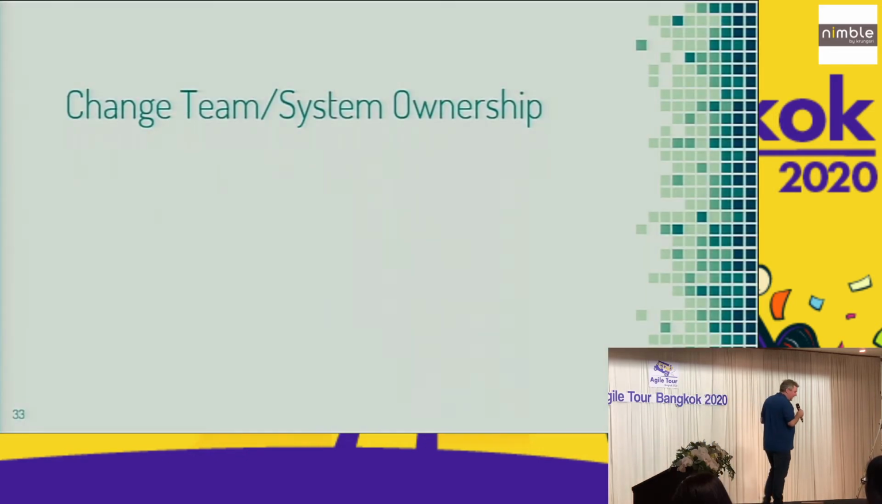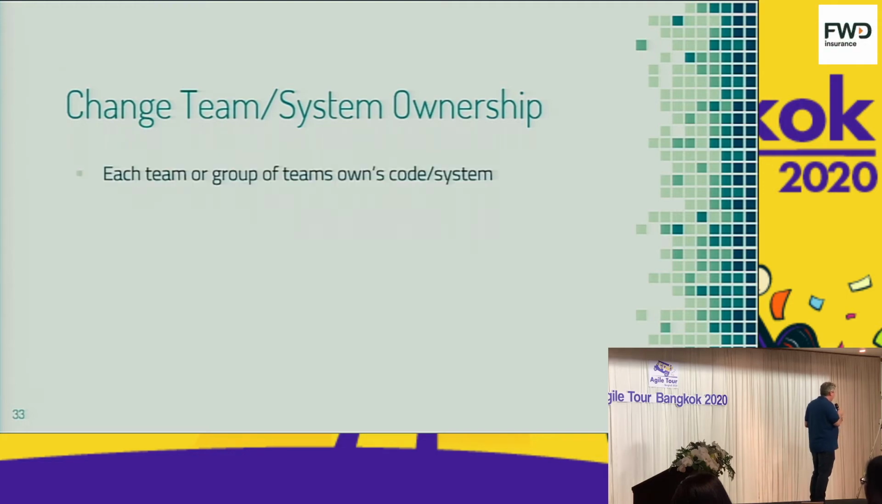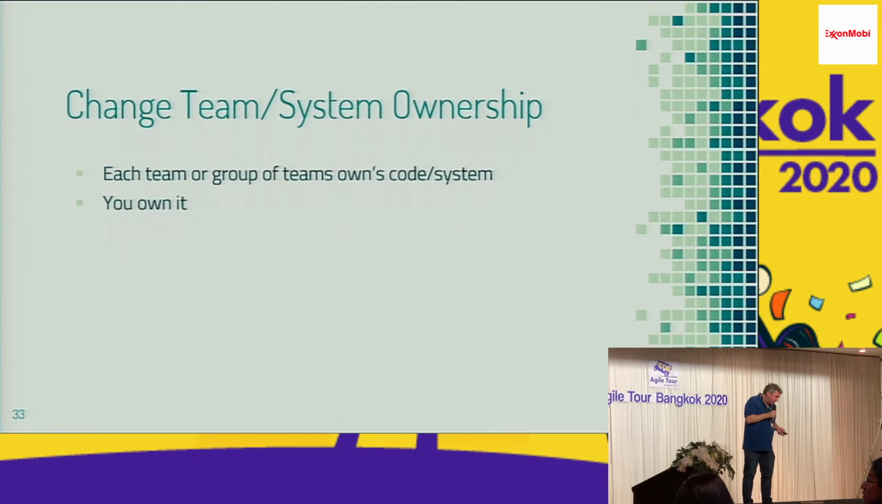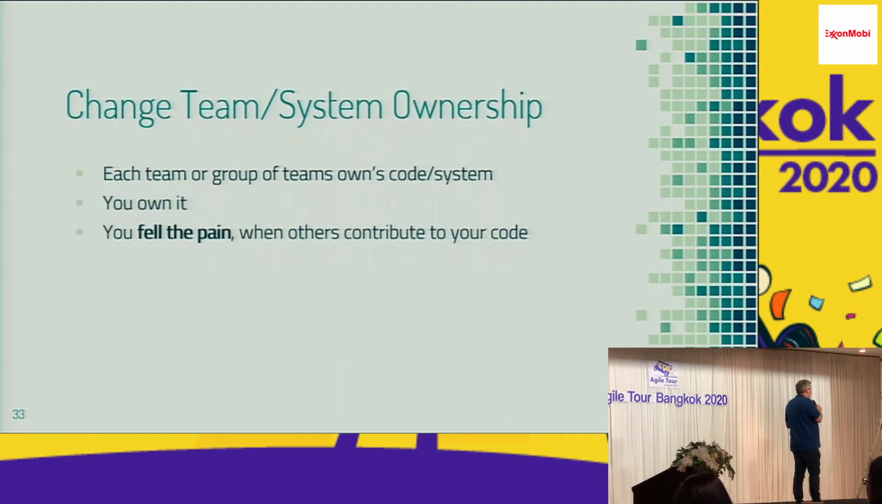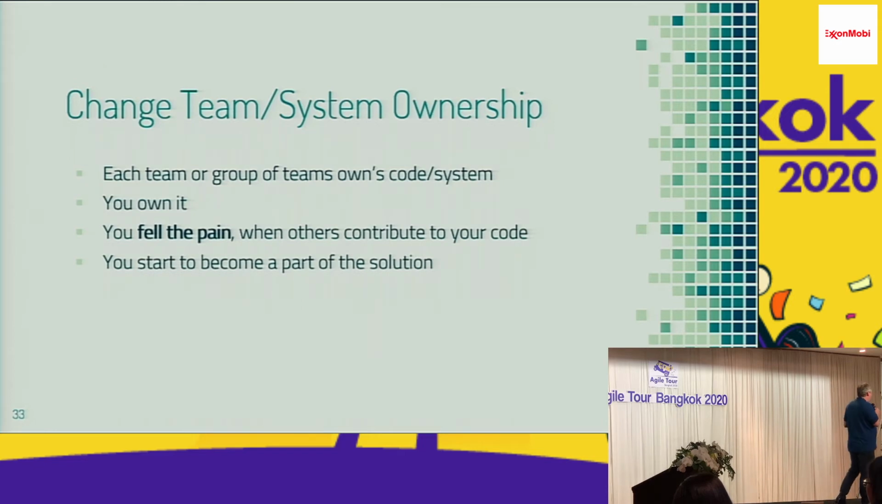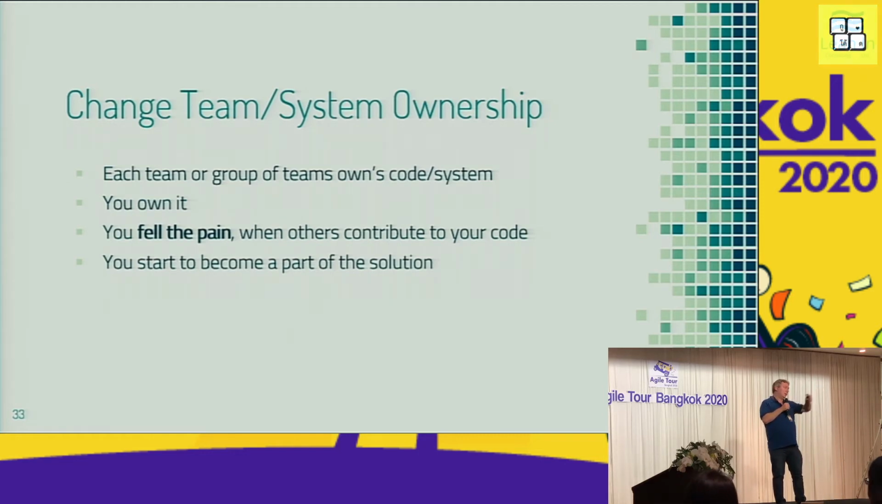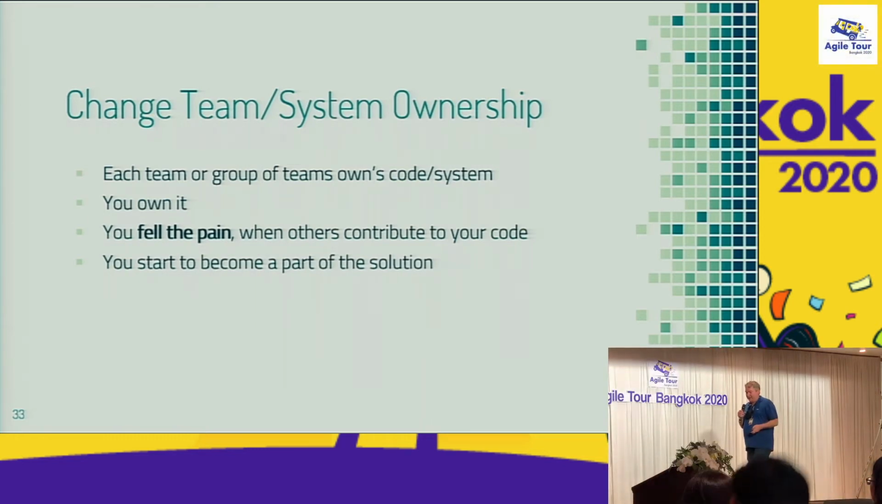So the change to team or system ownership that we made was that each team or group owns a code base or system. That means that you own it. You feel the pain when others contribute to your code, and you start to become part of the solution. So what we found is it works better, instead of having a team that doesn't own anything and just contributes across areas, to have that team also own code or a system, or be part of the ownership with other teams. It helps them understand and feel the pain. And similar to what we saw before with the DevOps culture, people sharing in the pain helps them share in the solution.